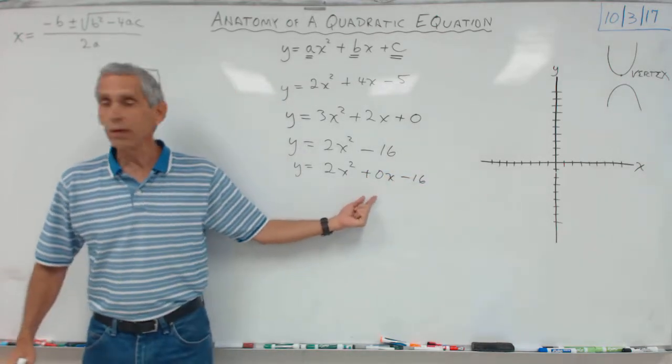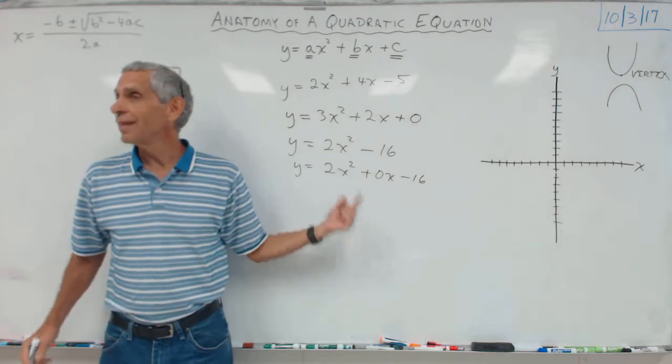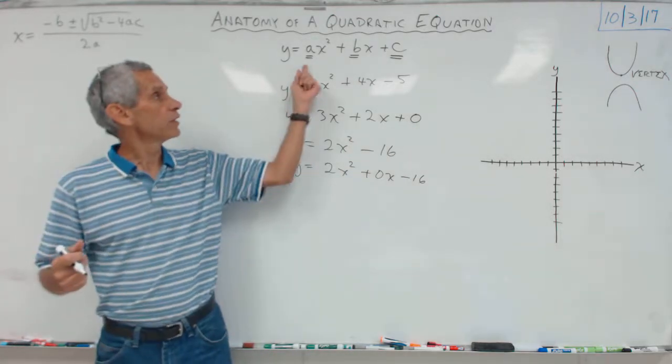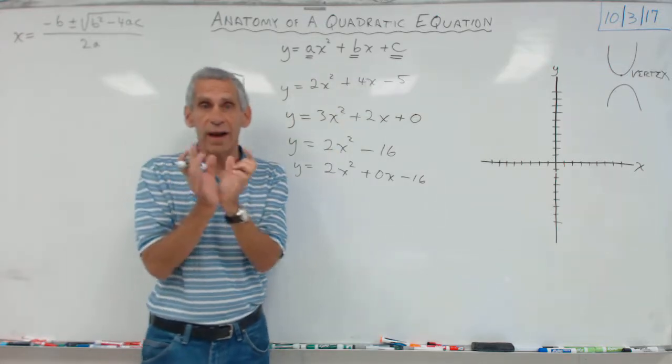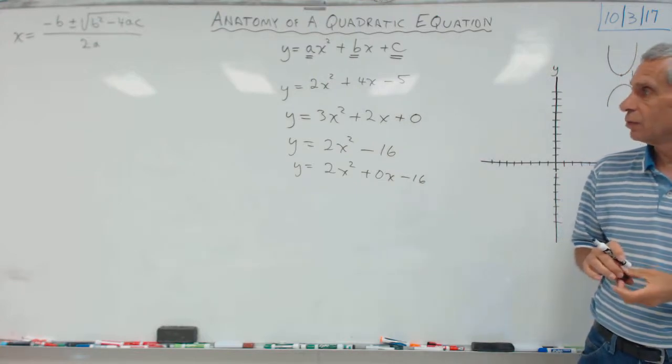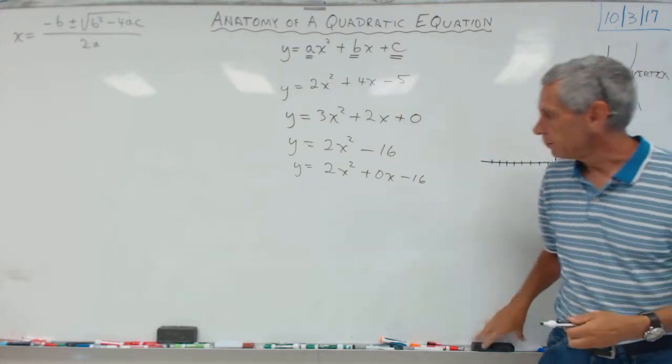But that's really important. When these things are 0, they tell you things about the graph. If you understand what a, b, and c do to a graph, you will immediately know what to do with it and how to respond to it.